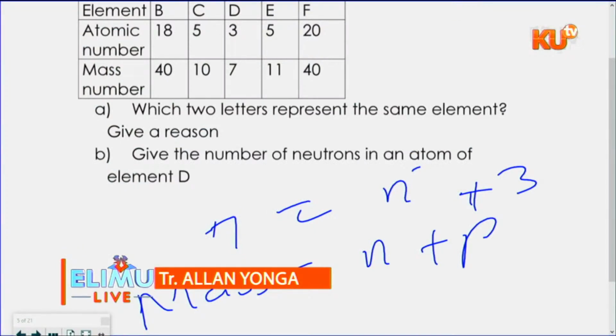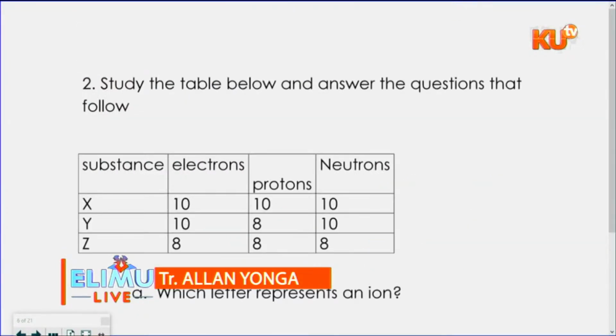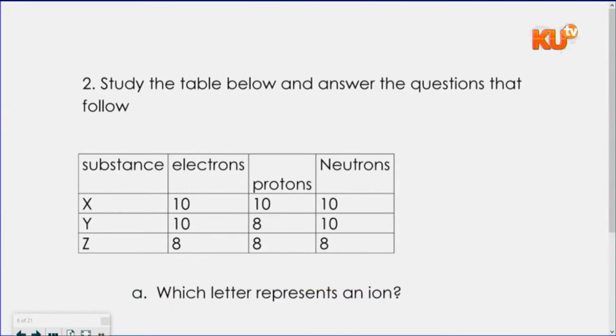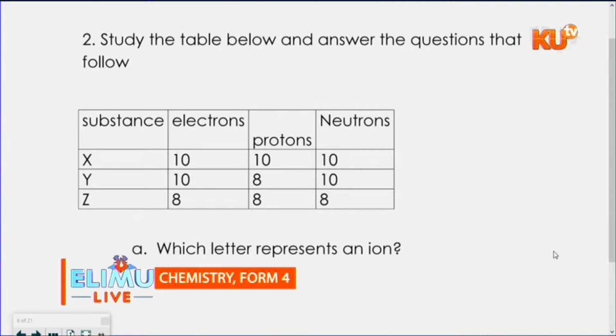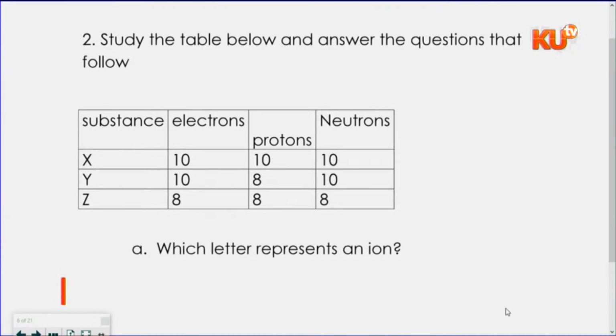So let's move to another question. Still it is on a table. Chemistry is more about analysis, and usually one way of analyzing data is when it's in tabular form. So that question also still involves a table. We have a table where we have substances X, Y, and Z. Here, instead of being given the mass number and atomic number, you have been given how many electrons it has, how many protons it has, and how many neutrons it has.